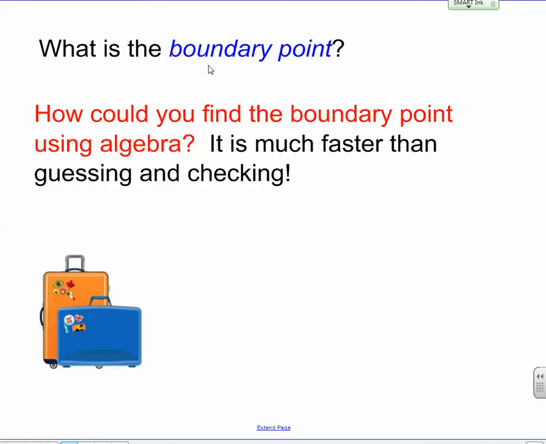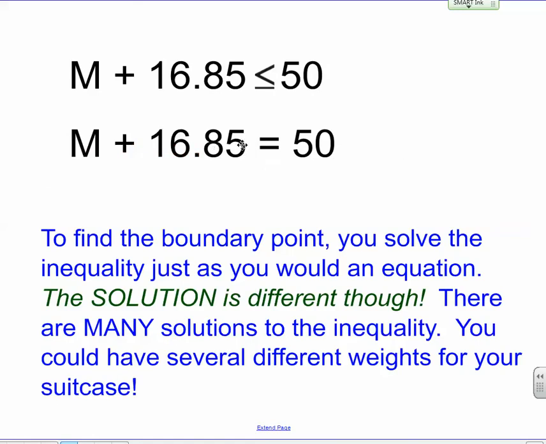So to find the boundary point, that means what is the place on the number line when we graph this where we're going to put our hollow or closed circle. To find the boundary point, it's literally what is M if it equals 50. This is what we're really solving, but the steps are the same. Just like you'd solve this by subtracting 16.85 from both sides, you do the same thing here. It's just that the solution is different because there are many solutions to the inequality. This equation has one answer, 33.15. This has many answers because M is just less than or equal to 33.15.